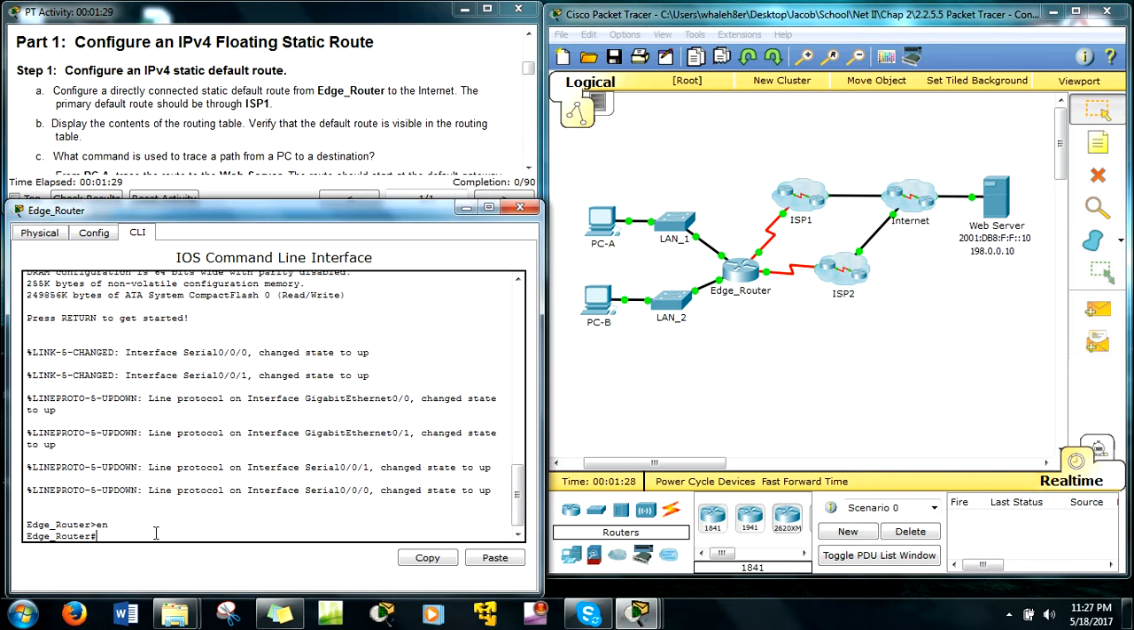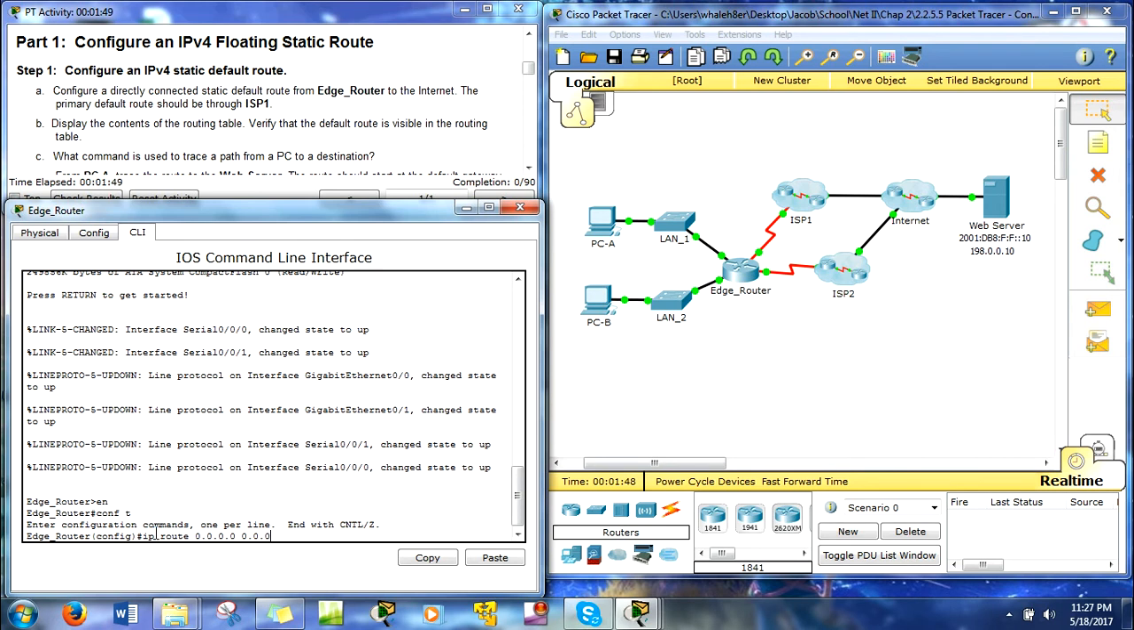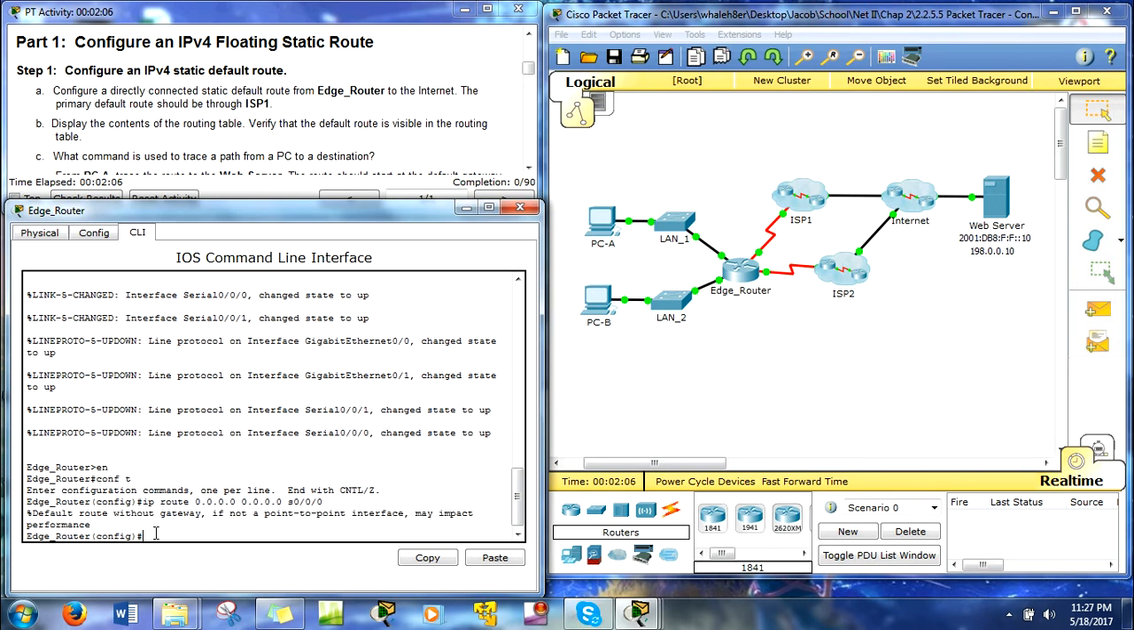That's the S0/0/0. So I'll be in configuration mode, global configuration mode. If we have no idea, ip route, where we're going to be going, we're going to use our quad zeros for the network and the subnet mask. We're going to be using the quad zeros. Now, what interface are we going to exit? That is going to be S0/0/0. Enter.